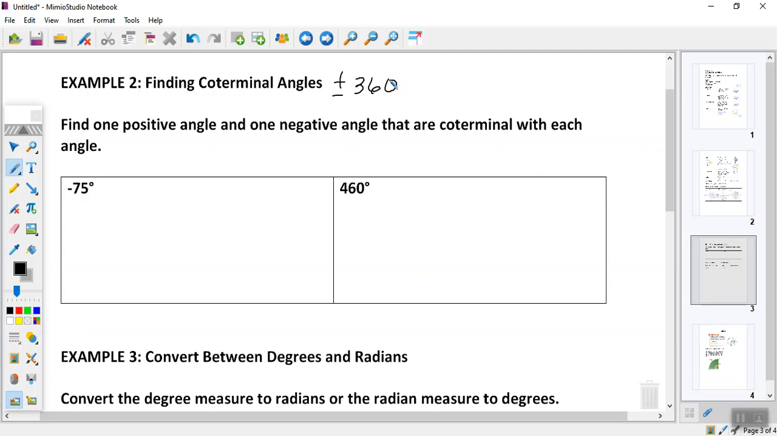If I want to know a coterminal angle to negative 75 degrees, I could take negative 75 and do what? I could add 360. Does that get me to the positive values? Yep. So what's one coterminal angle to negative 75 degrees if I add 360? 285. 285 degrees. Okay.